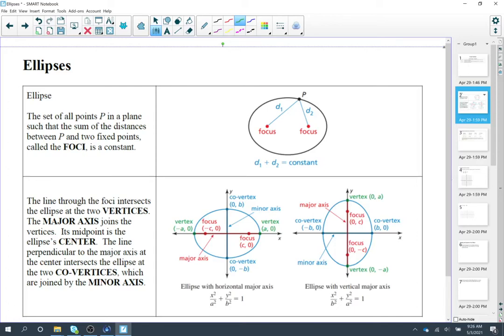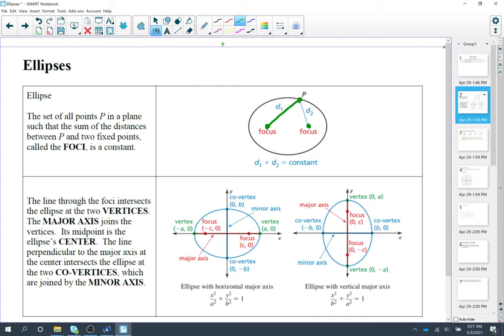Ellipses. An ellipse is the set of all points P in a plane such that the sum of the distances between P and two fixed points called the foci is a constant. So what this means is we have our ellipse, which essentially is an oval type shape. We have two foci in the center, and we pick any point on our ellipse.